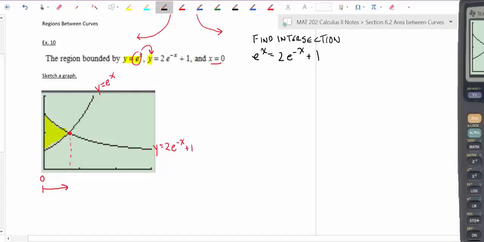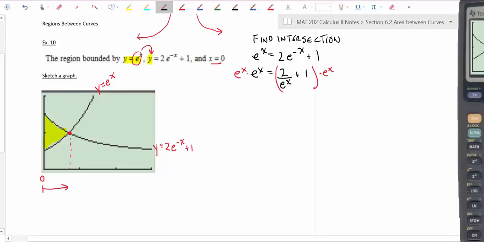So here's the way I'm going to do this. There's more than one way to do this. I've got a negative exponent, so I'm going to write this as 2 over e to the x plus 1. And then I'm going to get rid of my fraction by multiplying both sides by e to the x. Okay, that's going to be my thought process. This thing's probably going to be factorable.